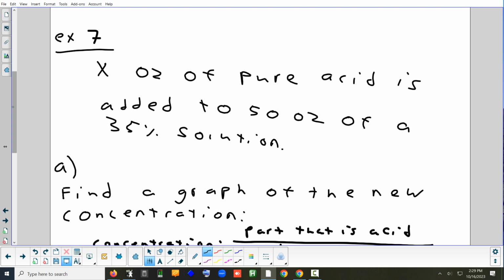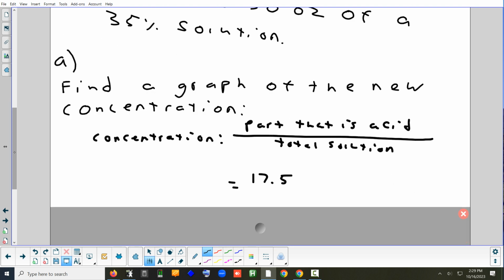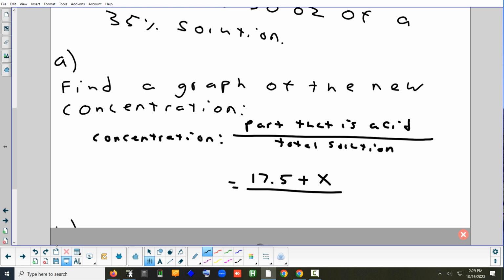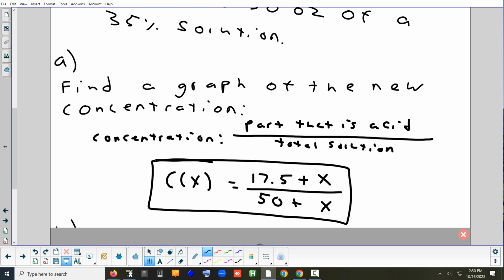X. Yeah. We're going to add X ounces of 100% acid to our mixture. If you add 2 ounces, then you'll have 19.5 ounces of acid. If you add 10, you'll have 27.5. We're going to add some amount. Now we have to divide by the new total. How much solution did we already have to start with, like the total? 50. We had 50. And how much liquid did we add to it? X. That is your graph for the concentration.